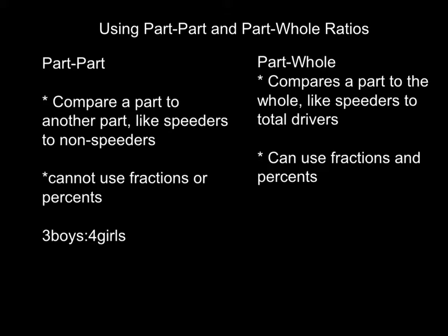A part-part ratio compares one part to another part, like speeders to non-speeders, and cannot use fractions or percents. A part-whole ratio compares a part to the whole, like speeders to the total drivers, of which speeders is included in that number. Because of this, you may use fractions and percents.